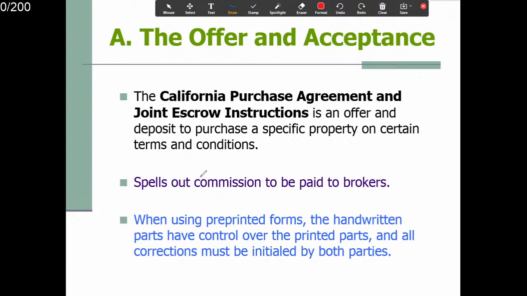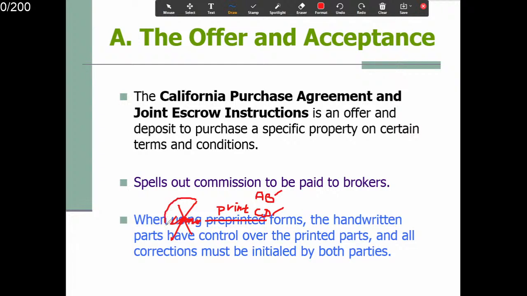So let's say this is the word. You cannot do this. Don't do that way. What you should do is just a single line through the word, and then you just say print, and then initial, the seller and the buyer. So people know that, hey, you crossed out pre-printed, that's the term. You change it to print, and both parties acknowledge. So that's how you do a correction.